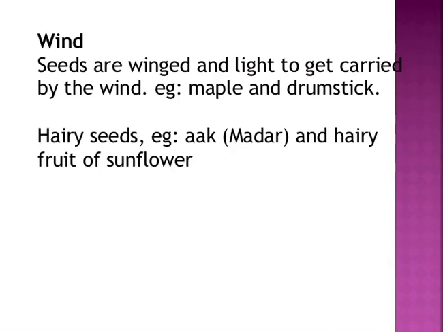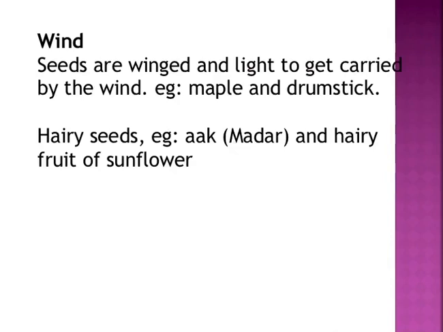The first is that the seeds are winged. They have small wing-like structures. They are very light, and they have hair-like structures. For example, the hairy seeds of madar and the hairy fruit of sunflower, etc.